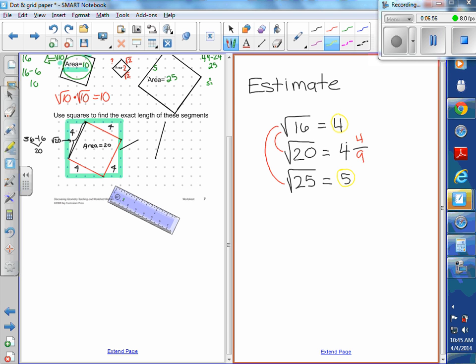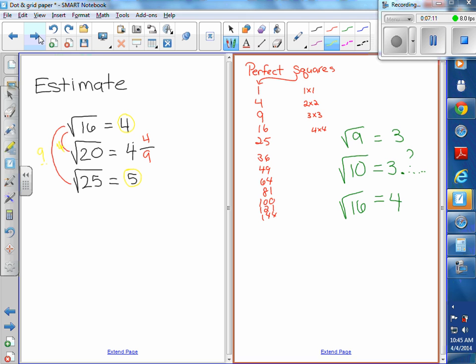So that 9 comes from different places. It's the difference between 16 and 25. The difference between 16 and 20 is 4, so your numerator is 4, your denominator is 9. But if you look at the estimating that we did, let me go to another estimating.